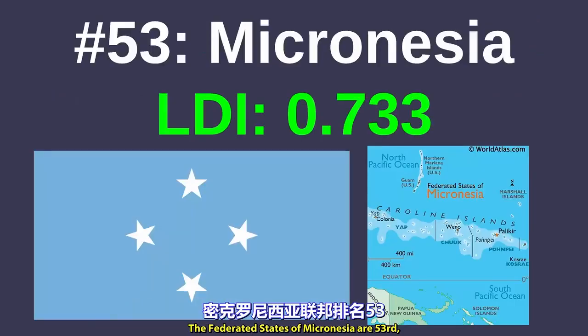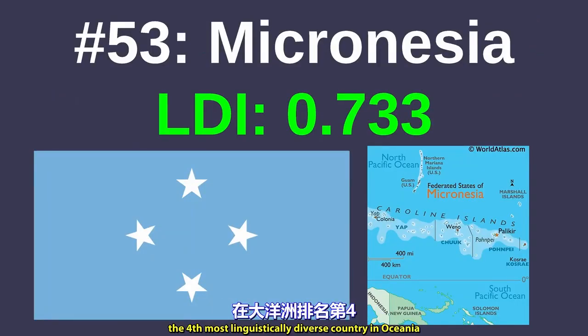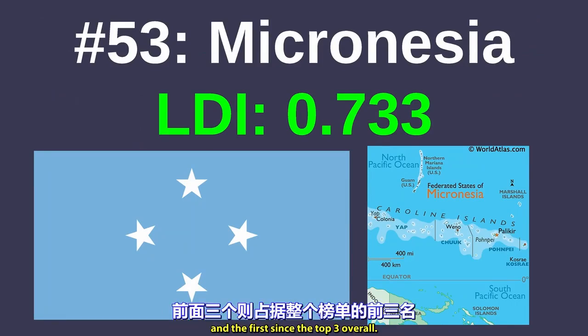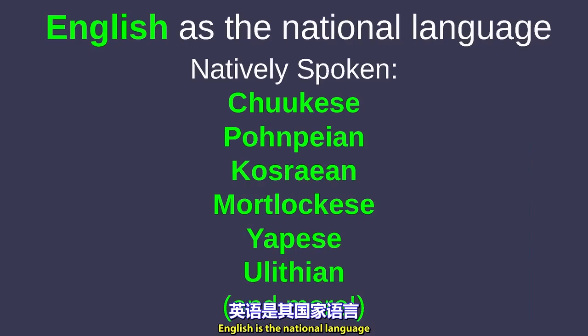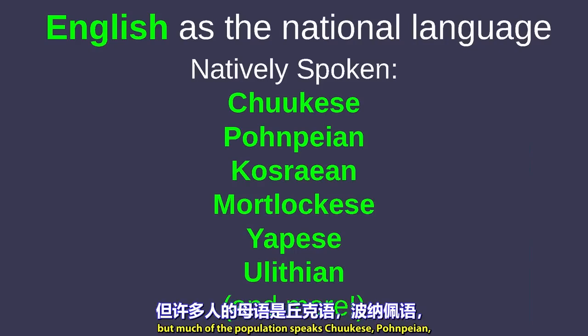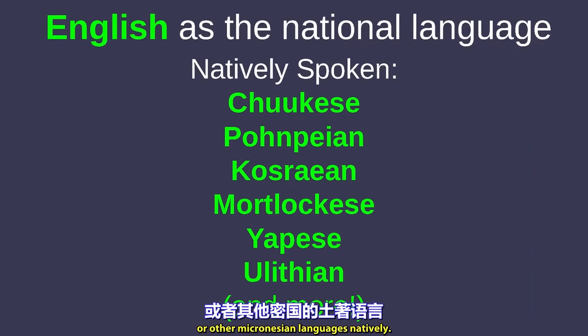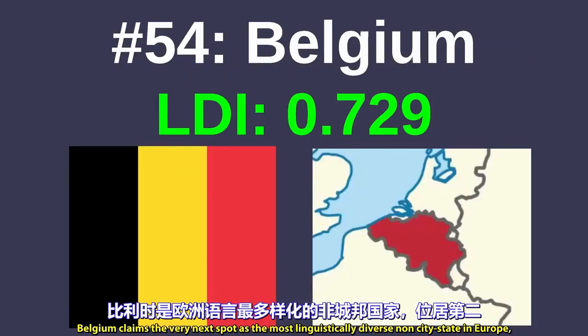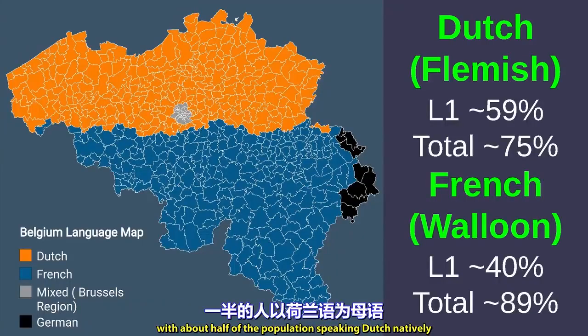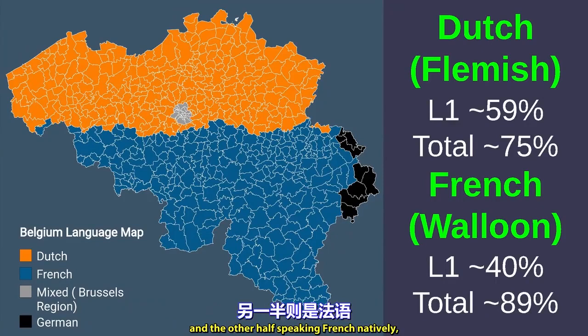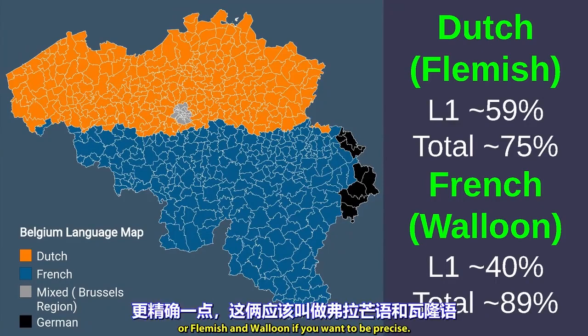The Federated States of Micronesia are 53rd, the 4th most linguistically diverse country in Oceania, and the 1st since the top 3 overall. English is the national language, but much of the population speaks Chuukese, Pohnpeian, or other Micronesian languages natively. Belgium claims the very next spot as the most linguistically diverse non-city state in Europe, with about half of the population speaking Dutch natively and the other half speaking French natively, or Flemish and Walloon if you want to be precise.